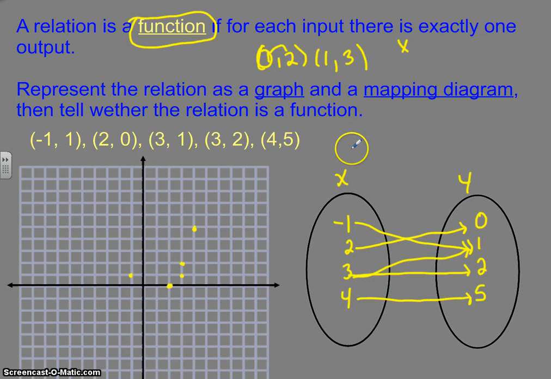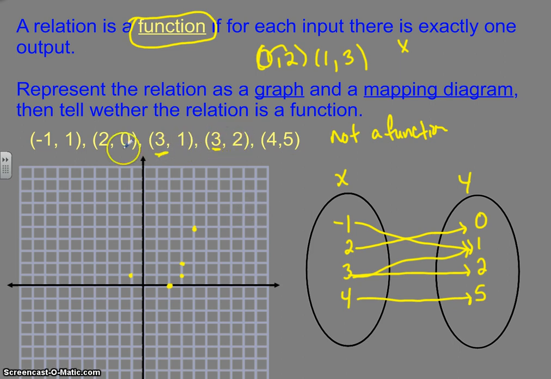Okay, that's how you draw a mapping diagram. This is how you show a relation in a graph. Now, is the relation a function? Well, notice I have 3 paired with 1, and I have 3 paired with 2. In other words, my x repeats, and it's paired with different numbers. This is not a function. I can't have 3 paired with 2 different numbers, okay? 3 must only be paired with one unique number.